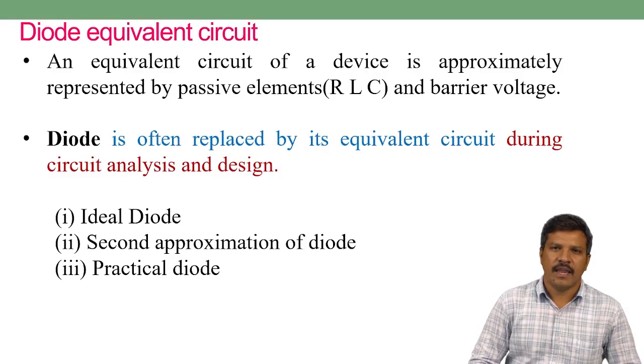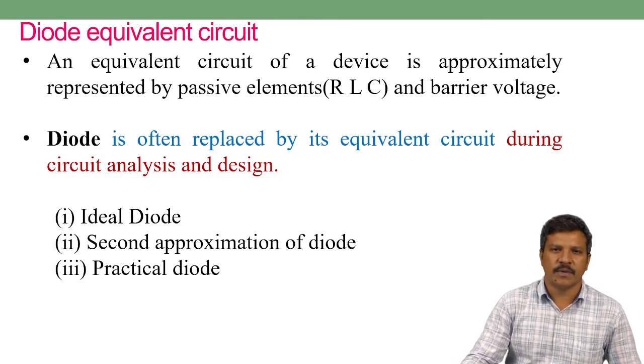Generally, any equivalent circuit can be defined from a combination of elements which are best approximated to analyze the circuit. In this case, diode equivalent circuit. The diode equivalent circuit, an equivalent circuit of a device, is best approximately represented by passive elements like resistor, inductor, capacitor, and a barrier voltage.